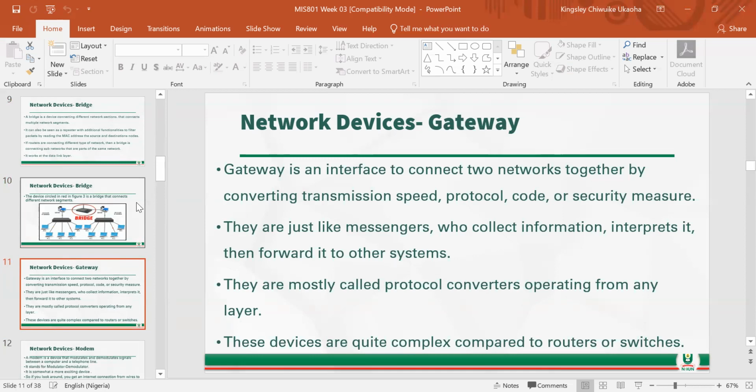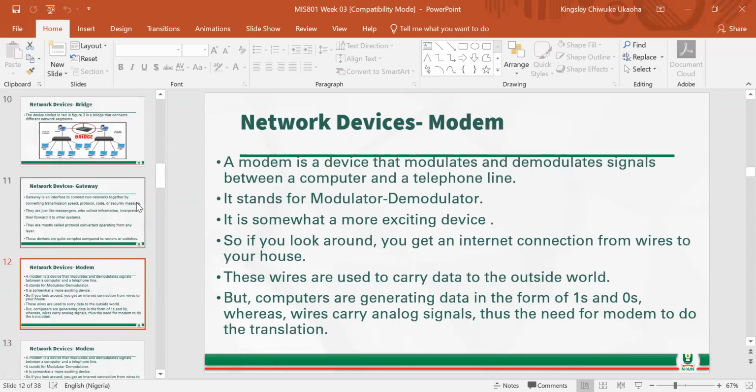Then there's another one again, the one that now converts your analog signal to digital and digital to analog. It modulates and demodulates. We call it a modem. A modem is a device that modulates and demodulates signals between a computer and a telephone line. What we mean by modulation is when you convert from digital signal to analog signal, that is from the computer into a form that can be now transmitted by telephone medium. Then what you call demodulation is when it gets to its destination, now converted back from analog to digital.